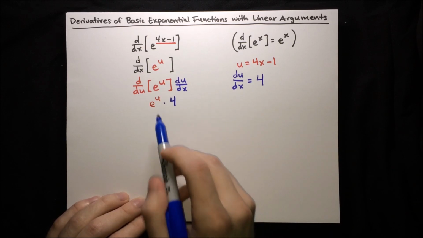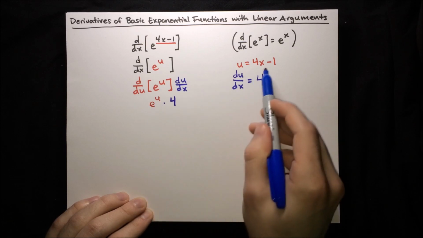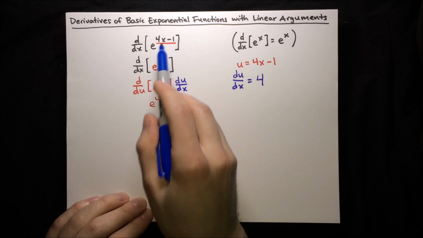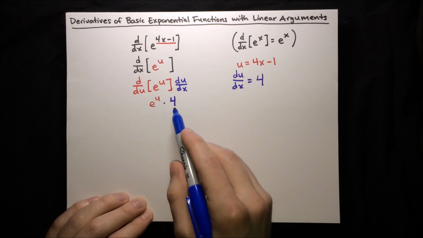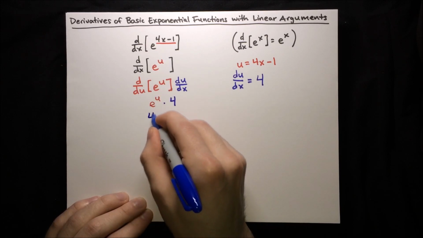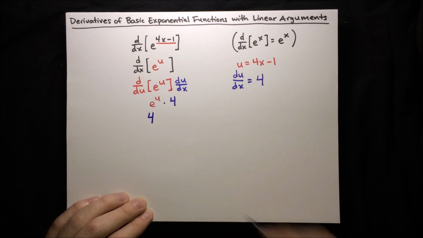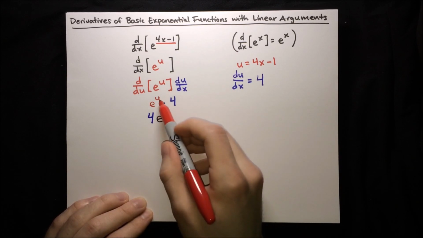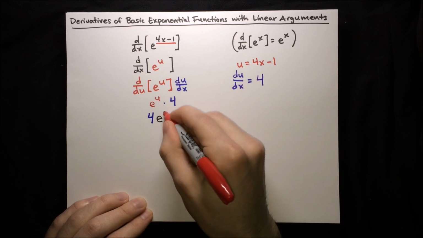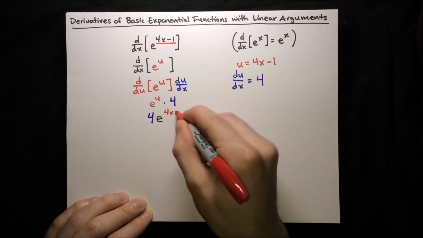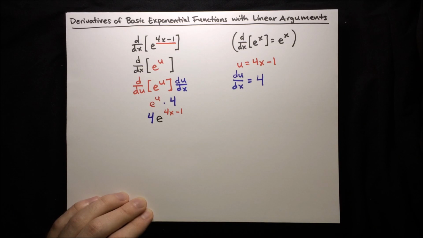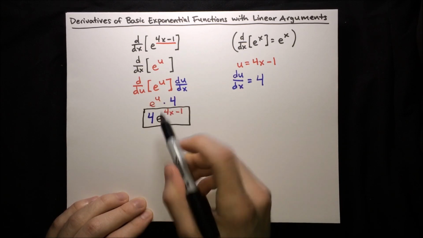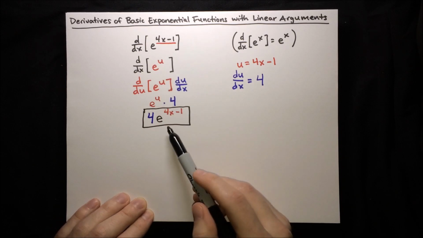And now we'll go ahead and substitute back for u. We'll write this expression in terms of x, because that's the variable we had at the beginning. So let's move the 4 out in front. So it's 4 times e to the u power, and u is just 4x minus 1. So there we have it. There's our result. That's the derivative of e to the 4x minus 1.